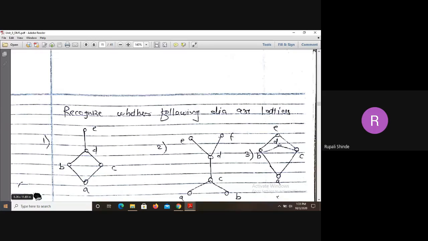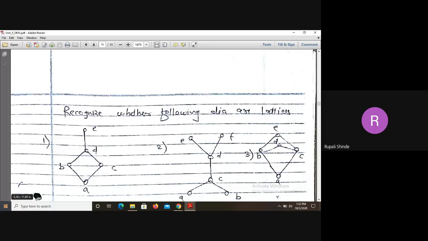What is the condition to be a lattice? Yes. For any pair, there is present the greatest lower bound and least upper bound. Correct. So for every pair of elements, there should be a greatest lower bound and a least upper bound. Now check for the first diagram whether this condition is true. Yes, that's why this is a lattice.